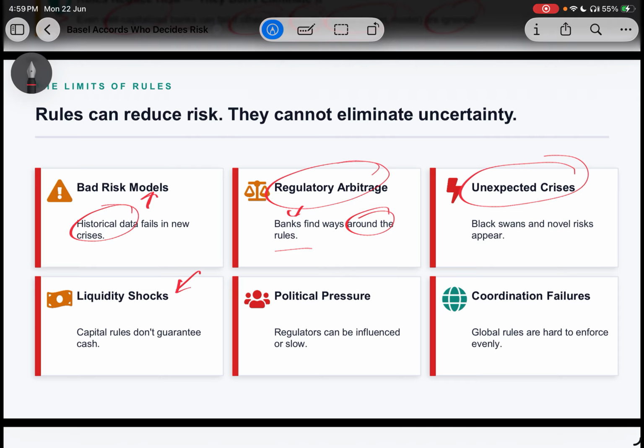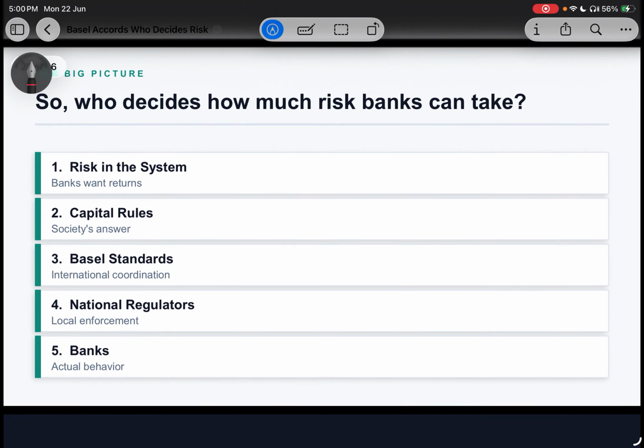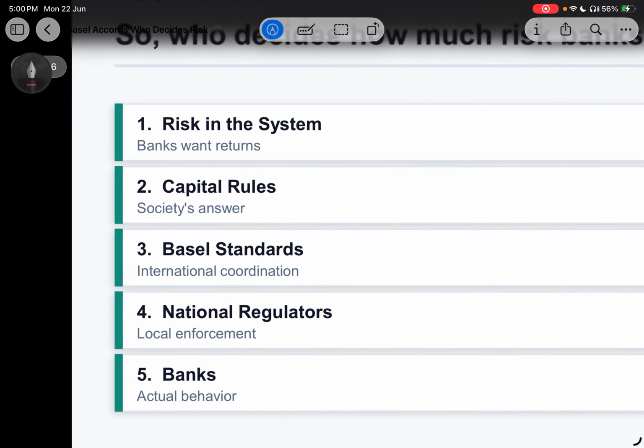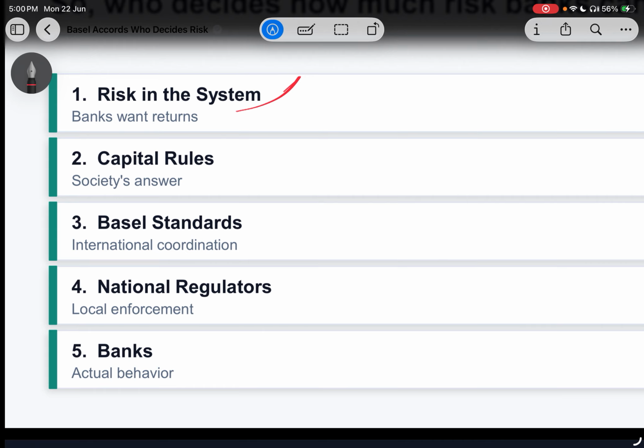You can get liquidity shocks, right? Capital rules are not guaranteeing cash, right? It is making sure that you have enough capital, right? You have enough skin in the game, right? Then we have the political pressures, right? The regulators themselves can be influenced or they could be slow. Then we have the coordination failures. See, we are imagining that a particular set of rules is applicable throughout the globe, and that is a very difficult thing to do, right? So, who actually decides how much risk a bank can take is basically how much return banks want, which basically tells you about the risk in the system.